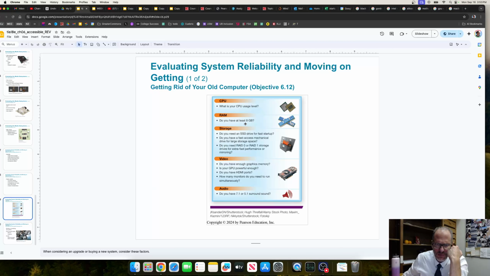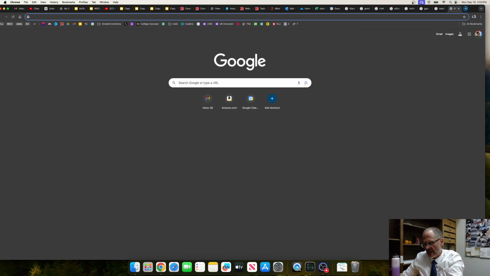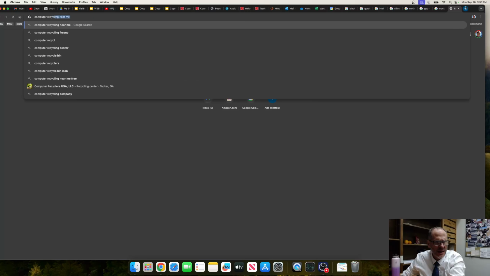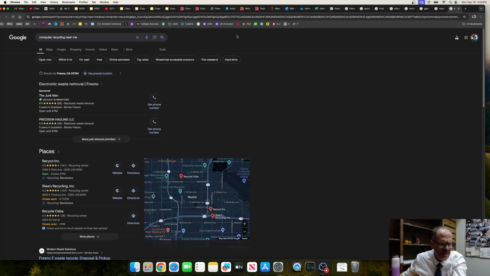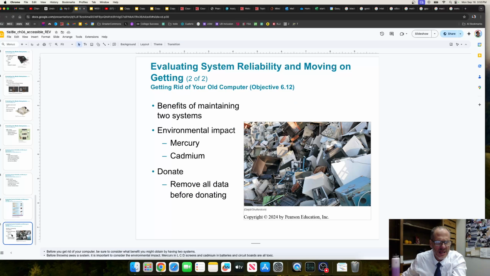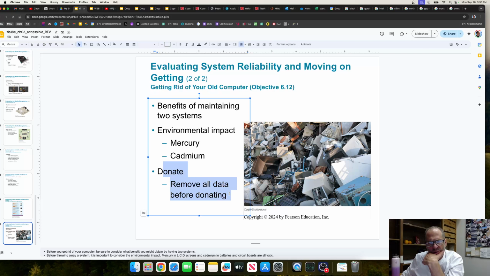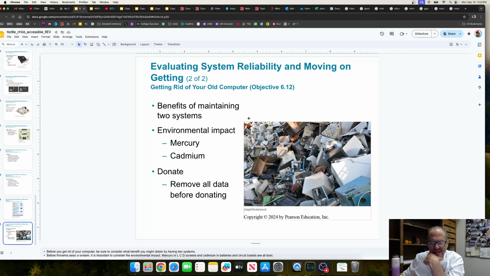And getting rid of your old computer, you want to recycle it, and you could search computer recycling, and I'm in Fresno, so computer recycling near me. You could find places that recycle computers and take them in so that they're disposed of properly. Otherwise, it's got mercury, cadmium, other kinds of things which aren't so good for the environment. And before you get rid of it, you want to make sure you remove all of your personal data so that people don't take your hard drives and try to gather your personal information from it.